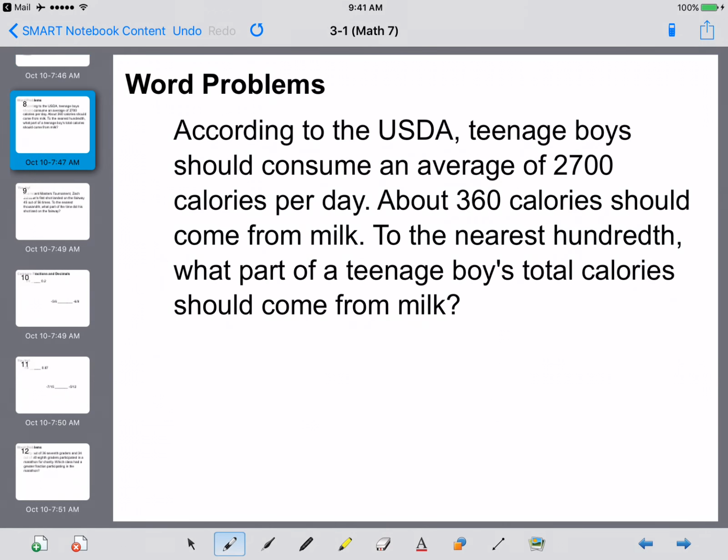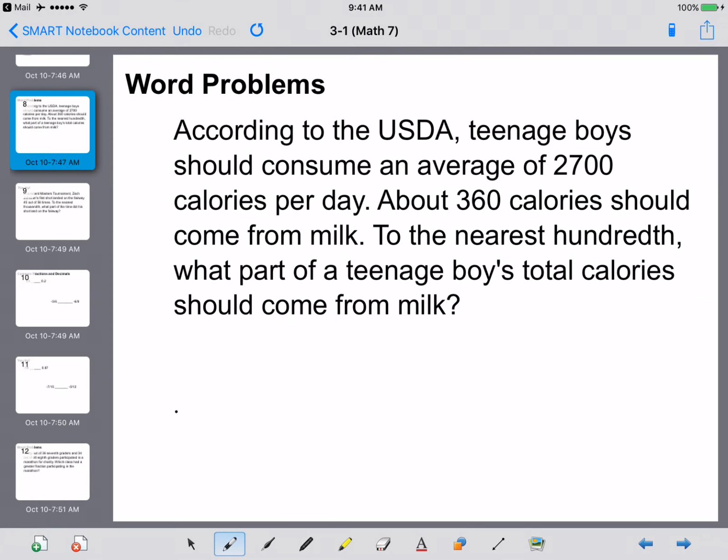So we've got a word problem here that says, according to the USDA, teenage boys should consume an average of 2,700 calories per day. About 360 calories should come from milk. To the nearest hundredth, what part of a teenage boy's total calories should come from milk?